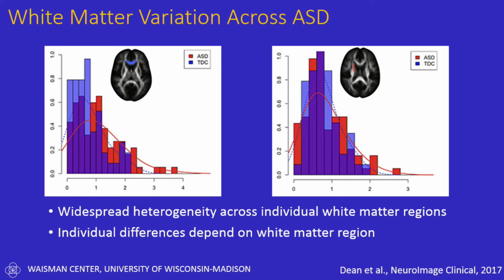And the one thing to really note with the individuals with autism is that we see this distribution have a lot more variation. So there's this heterogeneity across different white matter regions, and those individual differences really depend on different brain regions. So for instance, this particular brain region here that we're looking at, for the most part, our individuals with autism look very much like those who are typically developing, suggesting that not every brain region is affected in the same way.